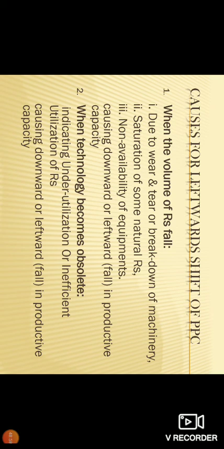Non-availability of equipment. So what equipment is required to produce a particular good? We have land, but we do not have equipment like machineries, or irrigation facilities to increase the production of agricultural products. This causes a downward or leftward shift, a fall in productive capacity. When the technology becomes obsolete, that is also a problem, indicating underutilization or inefficient utilization of resources.